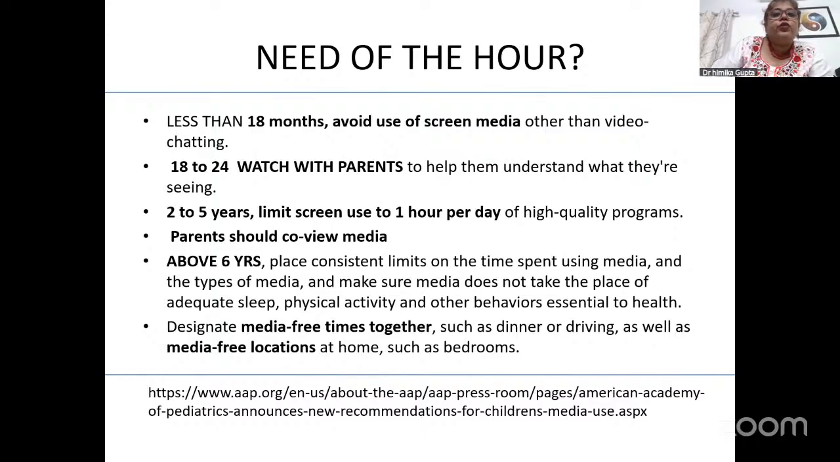Again, co-viewing is very important, because if you're going to give a phone or a tab to the child and the child is going to sit in some other room and watch the social media, we have no control over the content. And these days, there is no limit of the content also. So the time spent with social media and any kind of digital screen, as well as the content, needs to be watched.